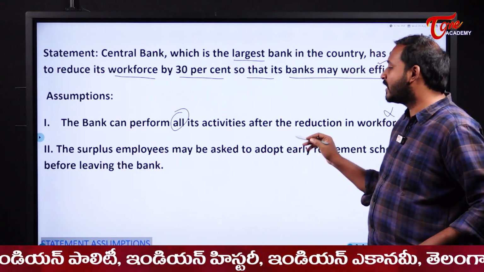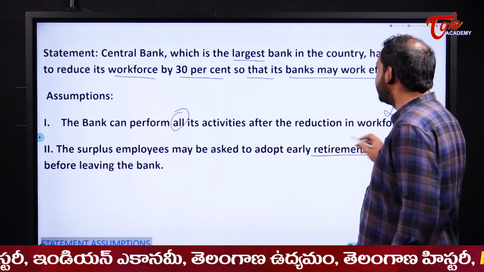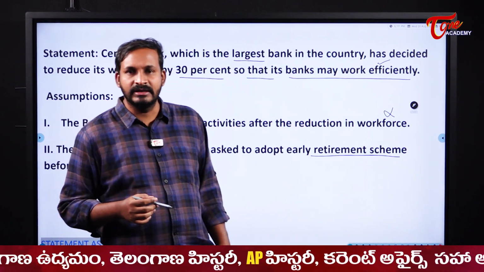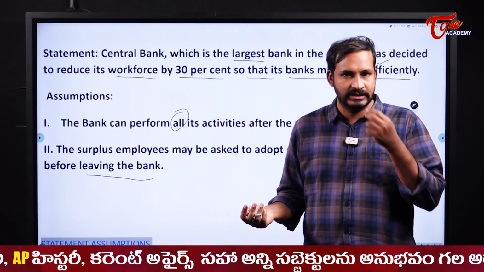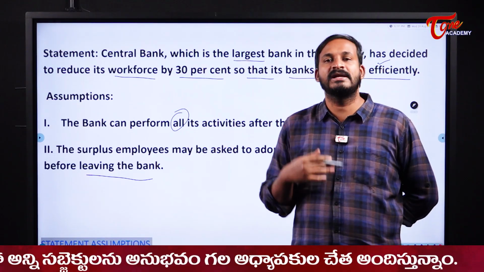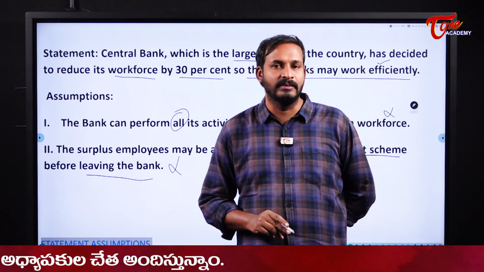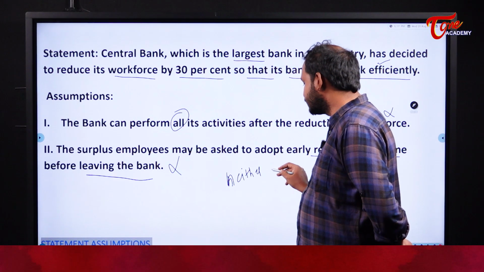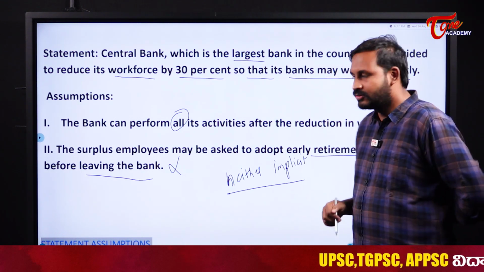Next, the surplus employees may be asked to adopt an early retirement scheme before leaving the bank. Did they anywhere in the statement mention this early retirement scheme? Did they make any statement? No, right? They didn't make any statement regarding early retirement. So it is completely out of the box. It is out of context. Why? Because it was not at all discussed in my statement. If anything is discussed in my statement, then I will make an assumption. But it was not discussed, so this one is also not implicit for me. So here neither assumption is implicit. No assumption is implicit.